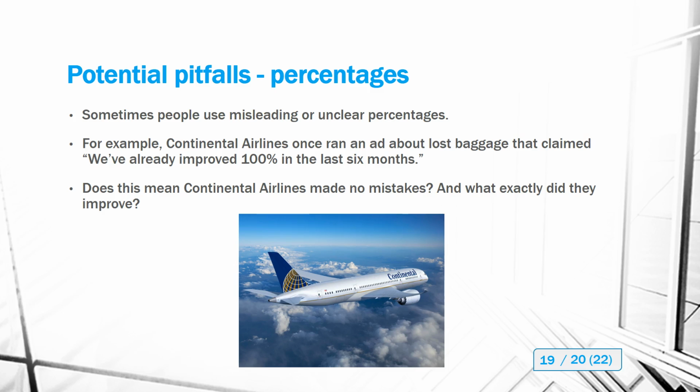So then, are we saying here that Continental Airlines made no mistakes? I mean, to improve 100% means you got everything down to 0. Does that mean you're making no mistakes? I mean, it's just misleading conclusions. It's not clear what exactly they're talking about because they're obfuscating some of the facts in which this percentage of 100% is being based on. So you really got to be careful when you're talking about percentages because they can be used to mislead and confuse.